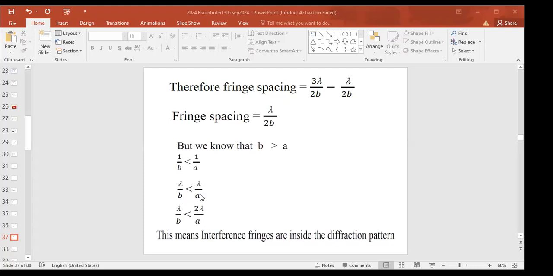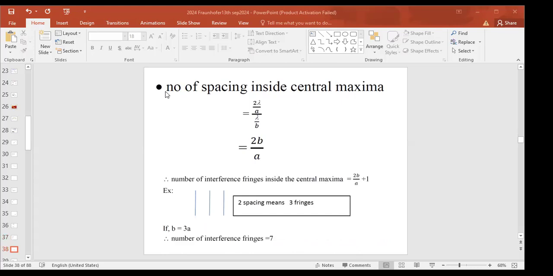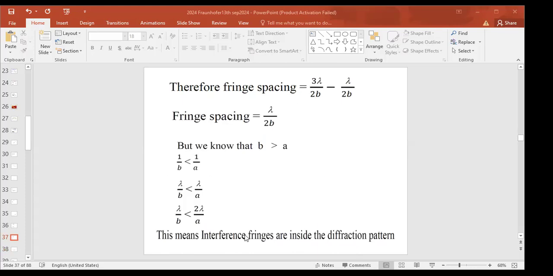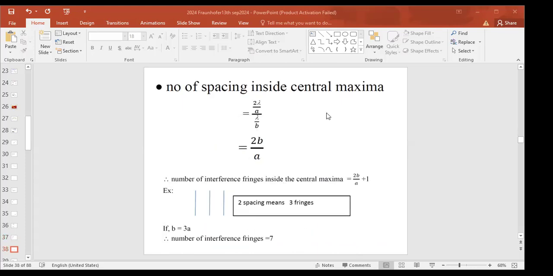So that means twice this term must be greater than lambda over b. So we use this term because a lot of things come with the two values. So that means interference fringes are inside the diffraction pattern, right? You can see here fringe spacing is lambda over 2b, right? So we'll see how it comes, right? Then we can estimate number of spacing inside central maximum, right? Number of spacing. So again, the problem came, right?